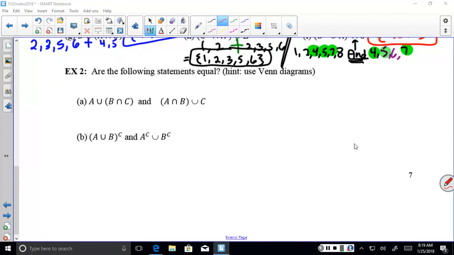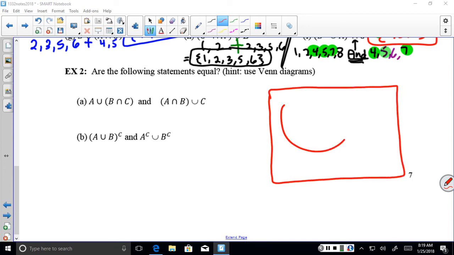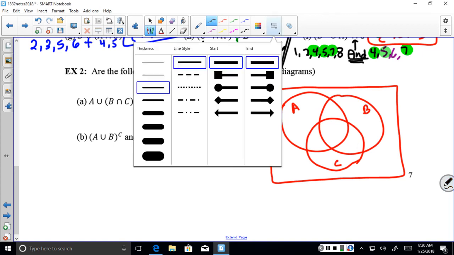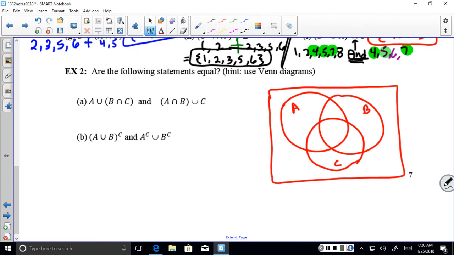Example 2 says, are the following statements equal? Hint, use a Venn diagram. So I'm going to draw a 3-circle Venn diagram. Label them A, B, C. This is where you can test how good you can draw these. Then, how many parts or compartments are inside a 3-circle Venn diagram? 8. I'm going to number them. You don't have to number them the same way I do. This is just how I'm doing it. It's scratch work, so it doesn't matter.